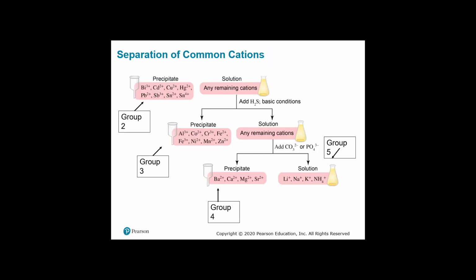Okay, so then we get to group 5. Group 5 are the alkali ions and ammonia. The remaining ions in solution can only be group 1 metals or ammonium. So at this point, they don't precipitate. They never went through any of the precipitations because they were not going to ever precipitate out. So what do you do with these ions at the end?